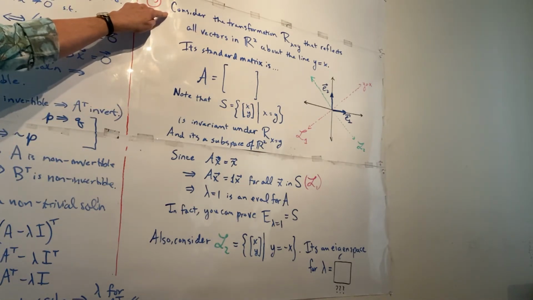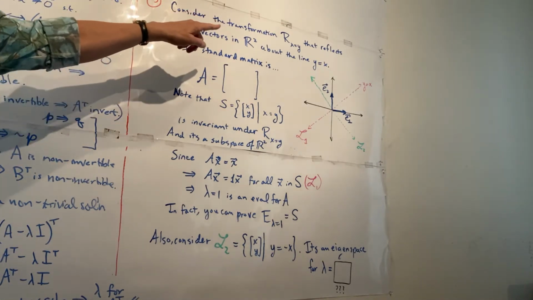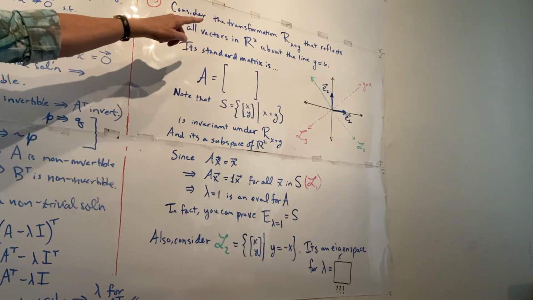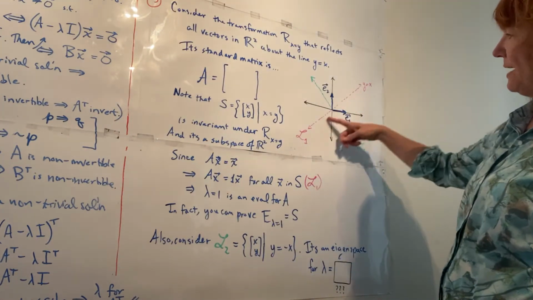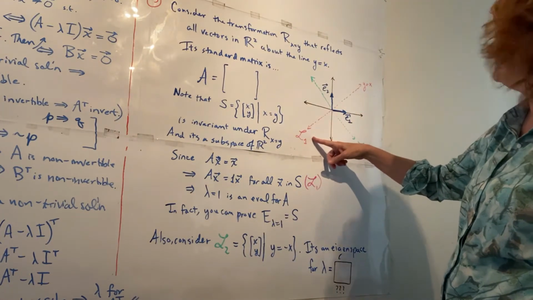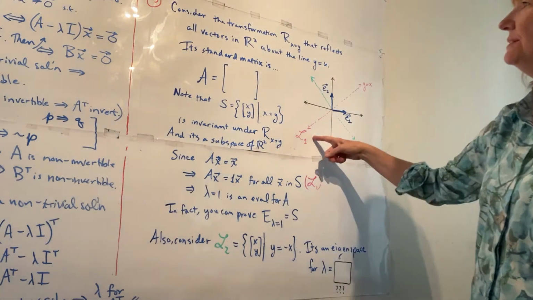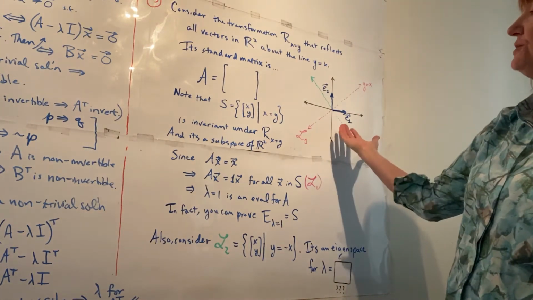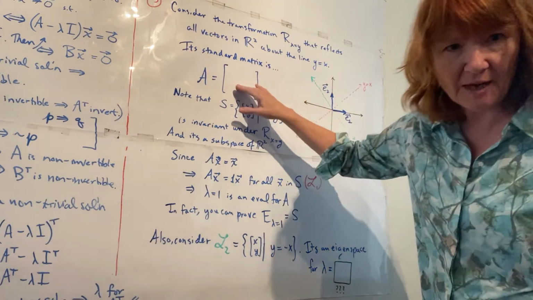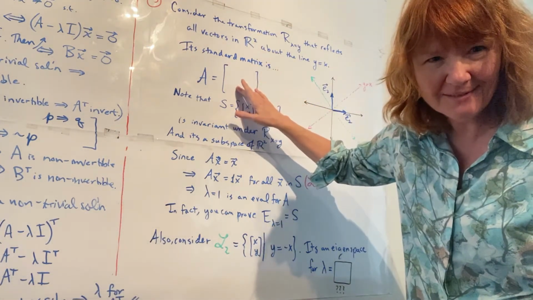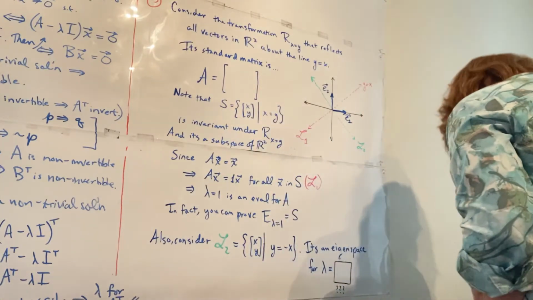So consider the transformation R about x equal to y. That reflects all vectors in R2 about the line y equal to x. So here's R2, here's the line y equal to x. I'm going to call that L1. And this is a linear transformation from section 1.9. You learned how to come up with its standard matrix. Stop the video, do that right now. Come back.